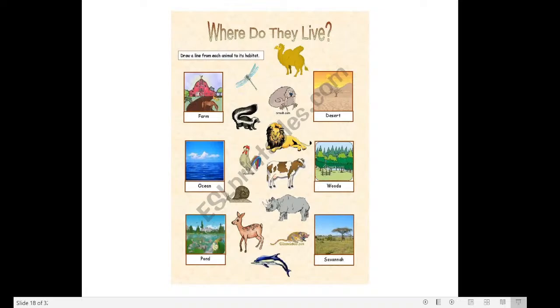Okay, next thing is the habitat studies. In the habitat study, we have different habitats. Some animals are grown on the farm, like the cat and the cow. Some animals are grown in the desert, like the camel and some birds. All of this is specific to the habitat.